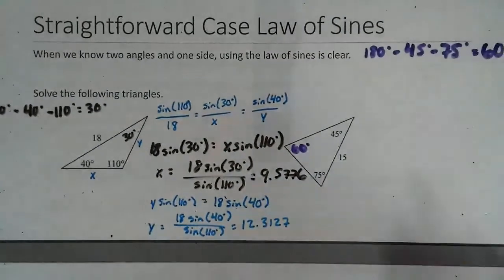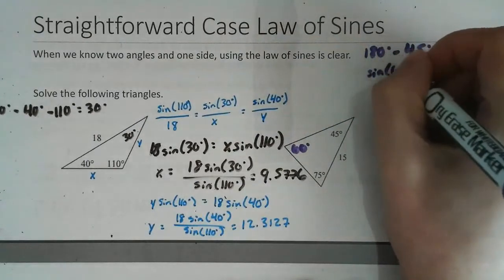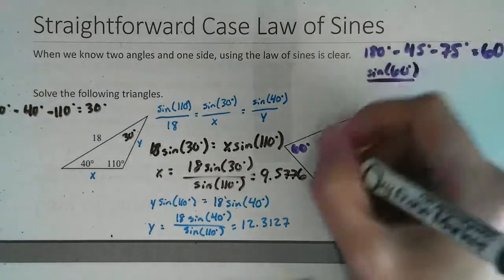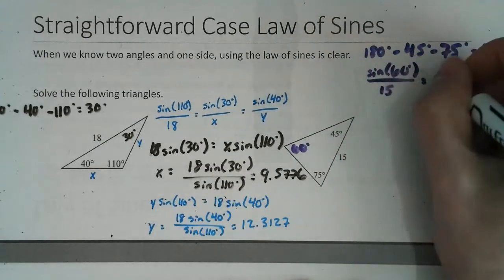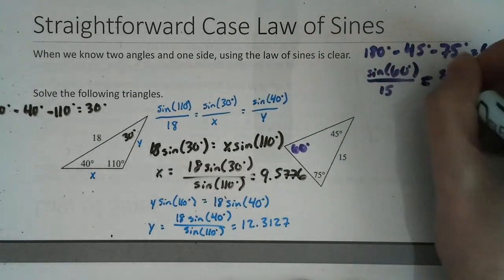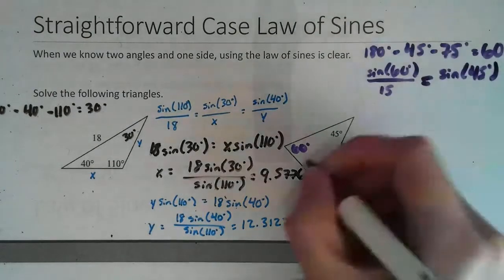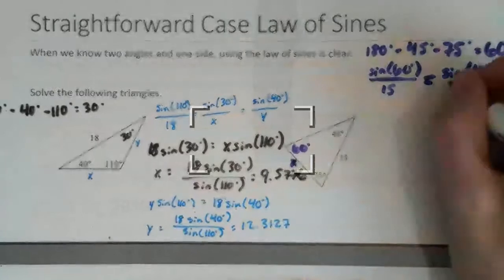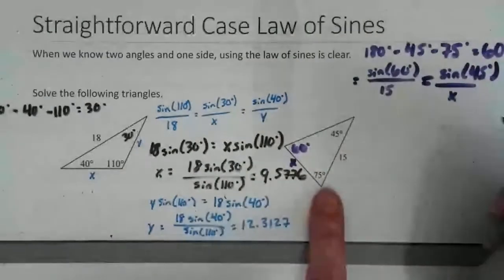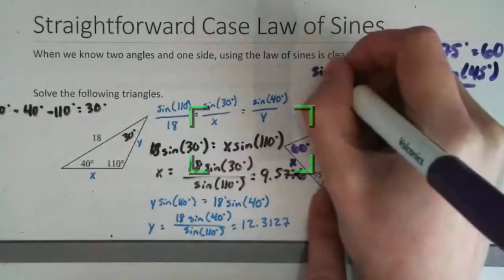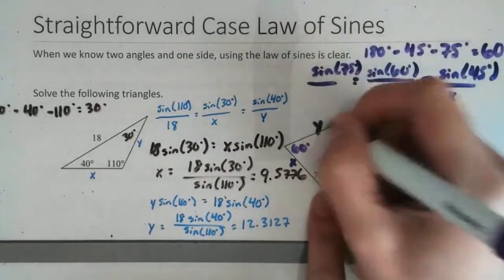If I set up my law of sines, then the sine of 60 degrees over its opposite side, 15, is equal to the sine of 45 degrees over its opposite side, which I'll call x over here. And I'll just go over here because I don't have room. It's equal to the sine of 75 degrees over its opposite side, which I'll call y.